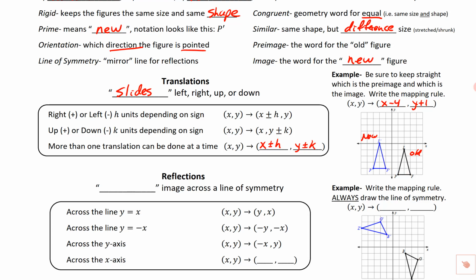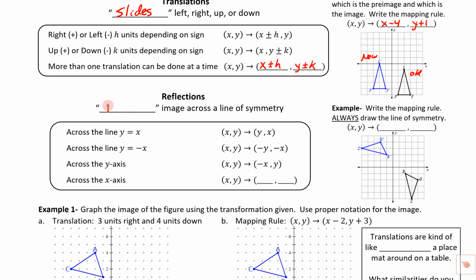All right, so let's take a look at reflections. Reflections are, as we said before, a mirror image across a line of symmetry. So if the line of symmetry is the line y equals x, which is why we talked about these earlier, then all we have to do is switch the x and y coordinates. I mean, literally that's it. We just switch the x and y coordinates.